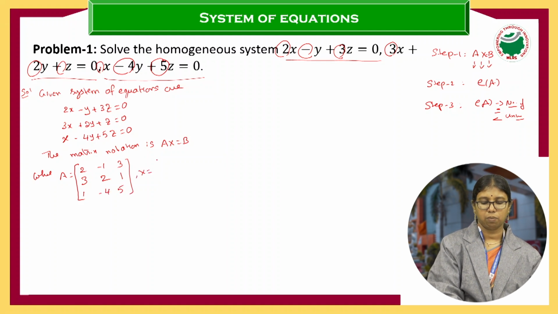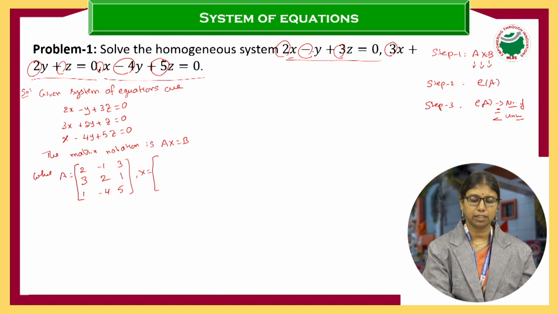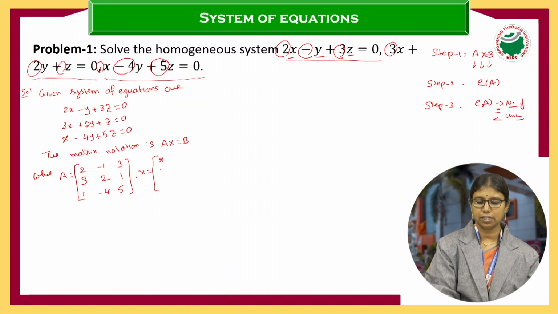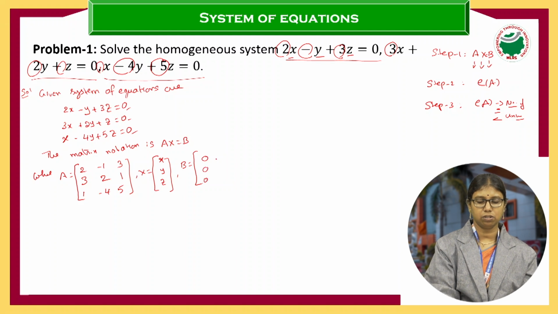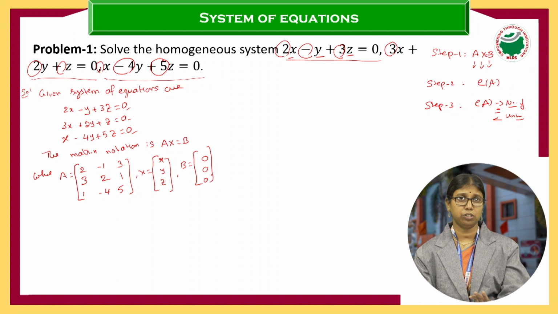Next, capital X. What is capital X? Capital X is an unknown vector. What are the unknowns here? X, Y, Z are your unknowns in all the 3 equations. So, capital X is X, Y, Z. Next, capital B is a constant vector. Here, all your right hand side values are 0, 0, 0. Since it is 0, I am going with the procedure of homogeneous system.